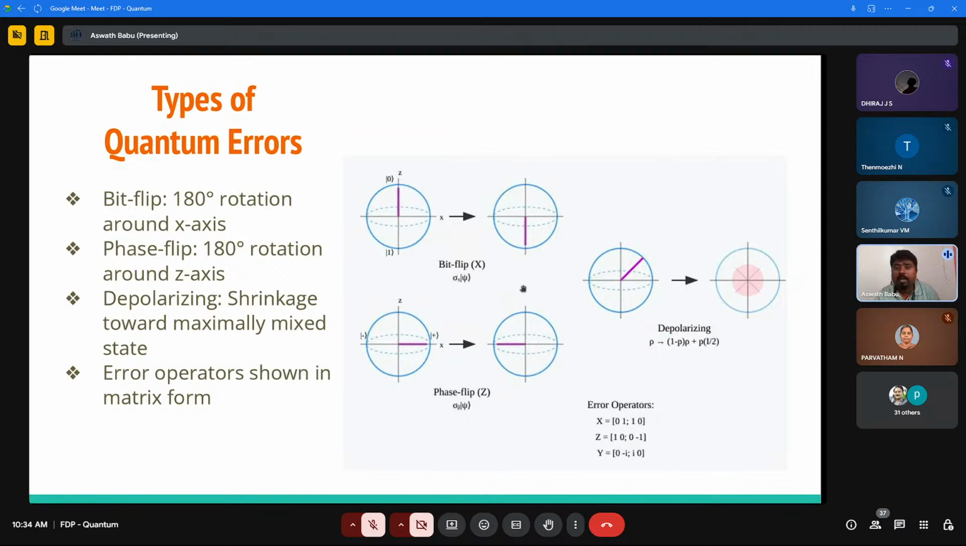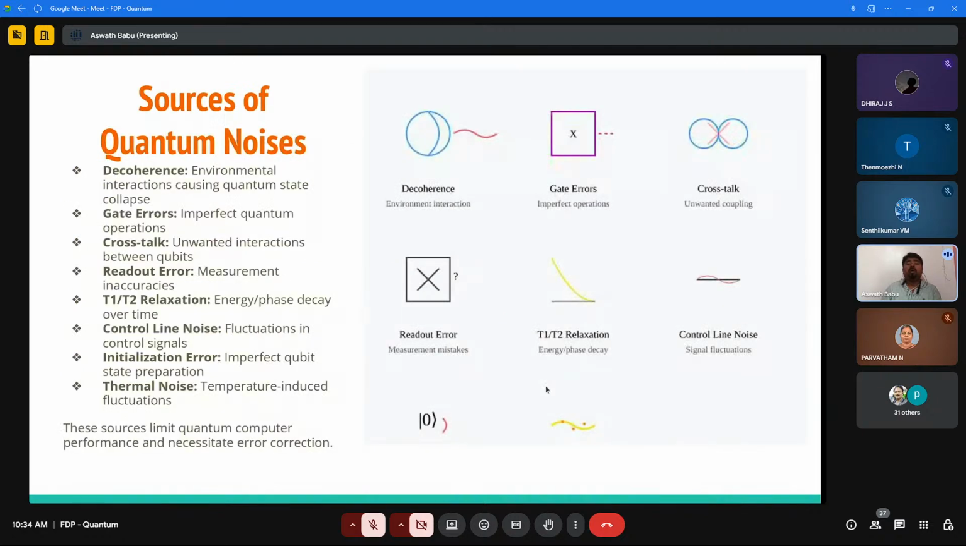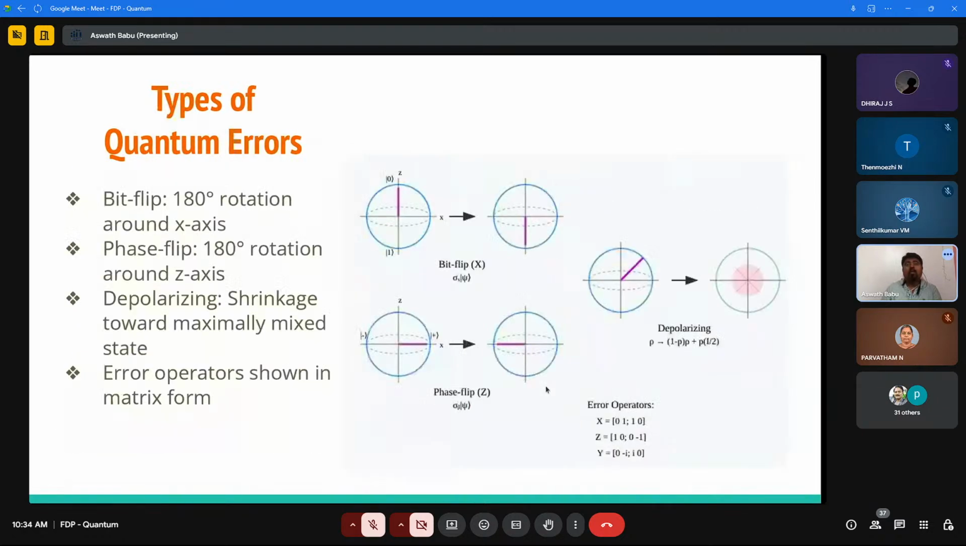But most importantly, errors happen because of the bit flip and errors happen because of the phase flip. How do you address them? That is what we are going to see in today's session. So we just saw what the sources of error are, and what kinds of errors may take place in the computation.